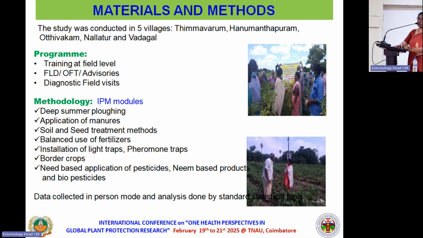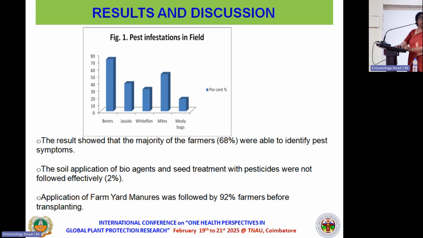And data was collected in in-person mode, and basic statistical analysis was done for all our studies. Next slide. In our results and discussion, the major pests, that is borers, were followed by mites, jassids, whiteflies, and mealybugs. These were the major pests in the brinjal growing areas.